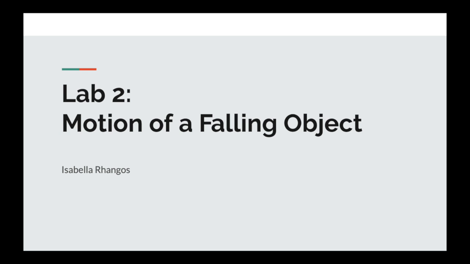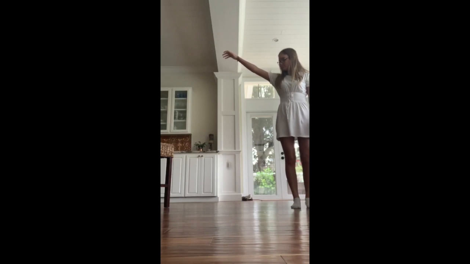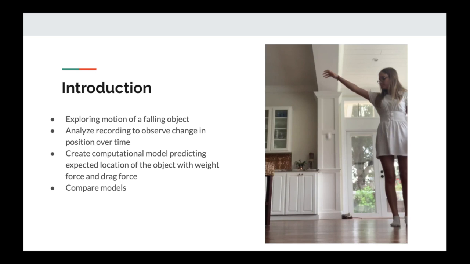Hello, this is Lab 2, Motion of a Falling Object. By analyzing a recording of an object falling to the ground, we can use Tracker to plot its position on the y-axis over time. This visual of observed motion can then be used to create a computational model depicting an object in motion with only the gravity force acting on it, and then with both gravity and the drag force. We can then compare the experimental observations to the computational models to see how our models match what actually occurs.